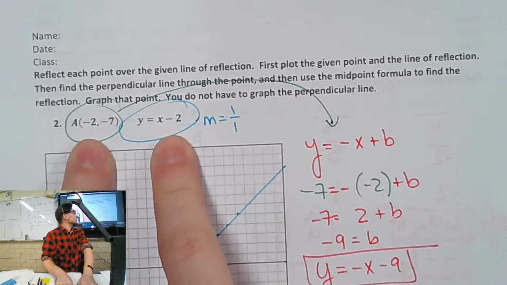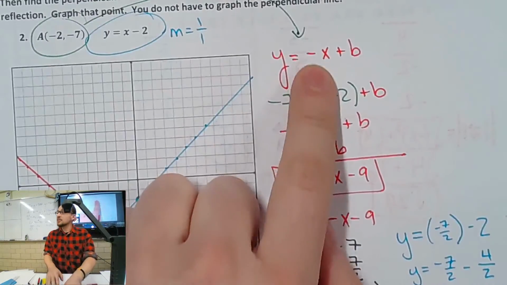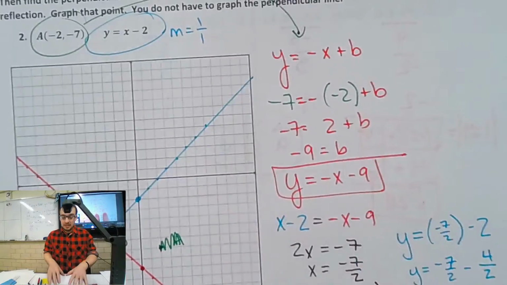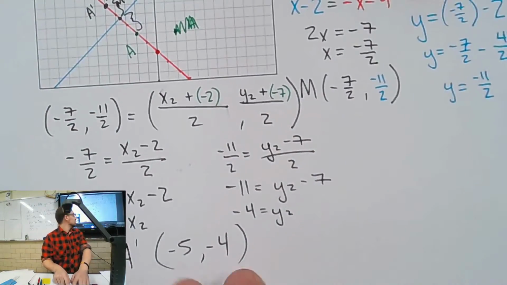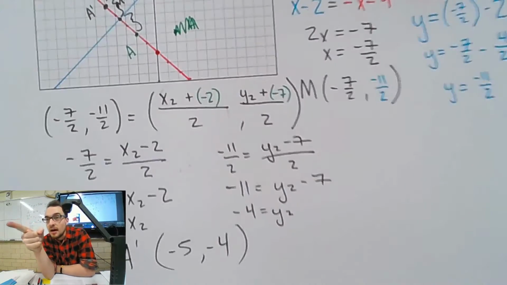Graph your original stuff, flip and negate the slope, solve for B, find the midpoint, do the midpoint formula, find the reflection point. Is all this gonna be on the test tomorrow?